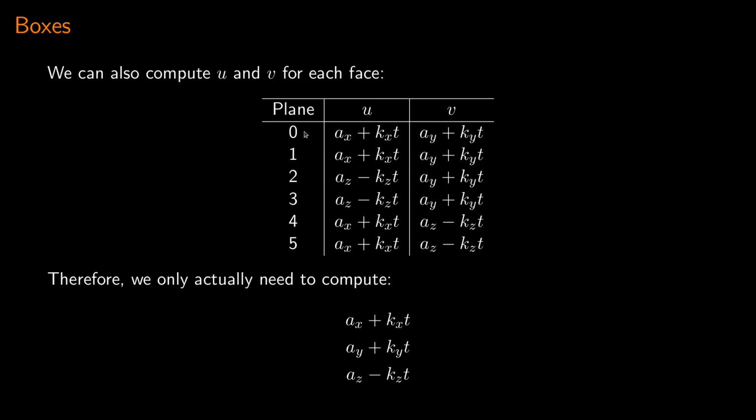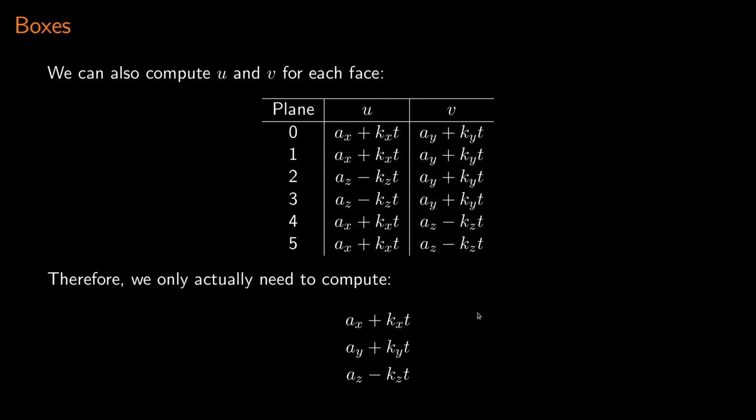For plane 0, we have that U is equal to AX plus KXT, and V is equal to AY plus KYT, and so on. You can see the rest of those. In fact, to evaluate all of those, we only need to compute AX plus KXT, AY plus KYT, and AZ minus KZT. And then we can use those to calculate all of the values for U and V.